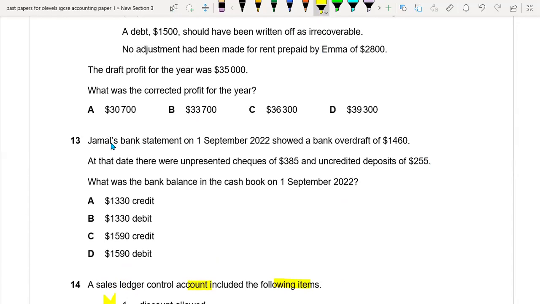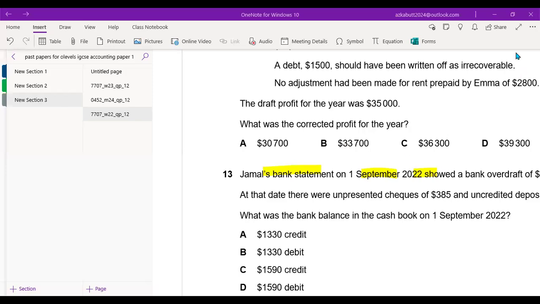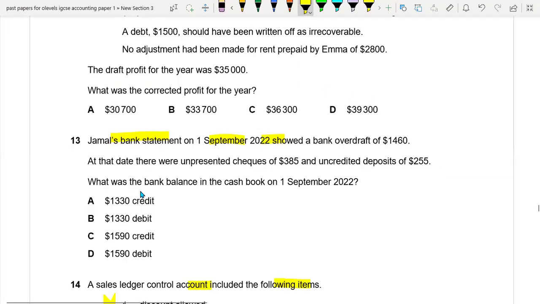Question number 13. Jamal's bank statement on 1st September 2022 showed a bank overdraft of 1460. At that date, there were unpresented cheques of 385 and uncredited deposits of 255. What was the bank balance in the cash book on 1st September 2022? So 1460 is your current balance. We will write it in this style, because this is the negative balance. And we have to find out the cash book balance.